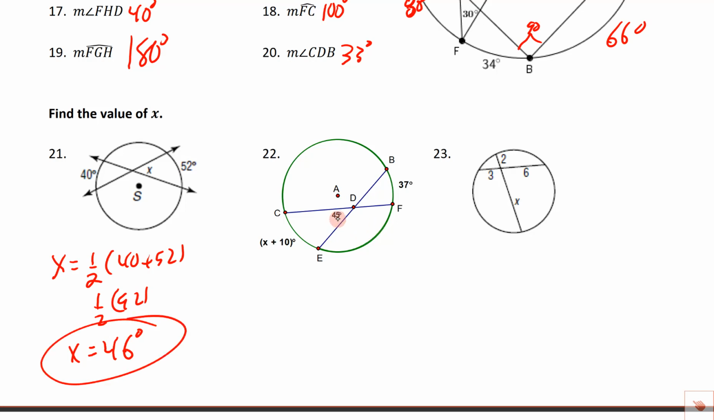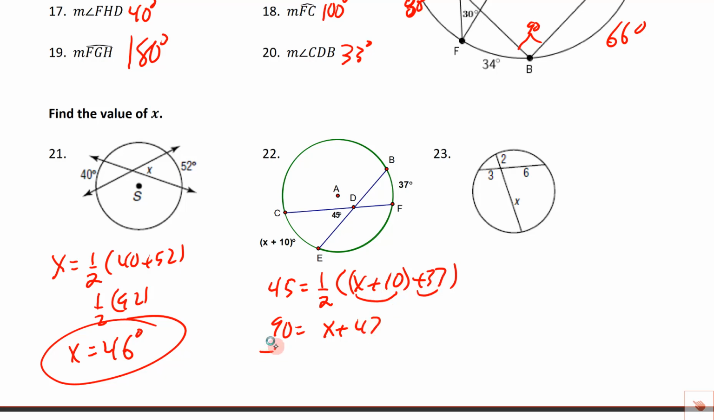Let's see, this one right here, we've got to figure out what this x is. So that 45 degrees, that inside angle, is going to be 1/2 of the two of those added together. So this is going to be x plus 10. And just for good practice, I'll go ahead and put that in parentheses so we can see that we're adding this quantity and that quantity together. So I'm going to multiply both sides by 2, so that's going to be 90 equals x plus 47. If I subtract the 47, I get x equals 43. So there we go right there.